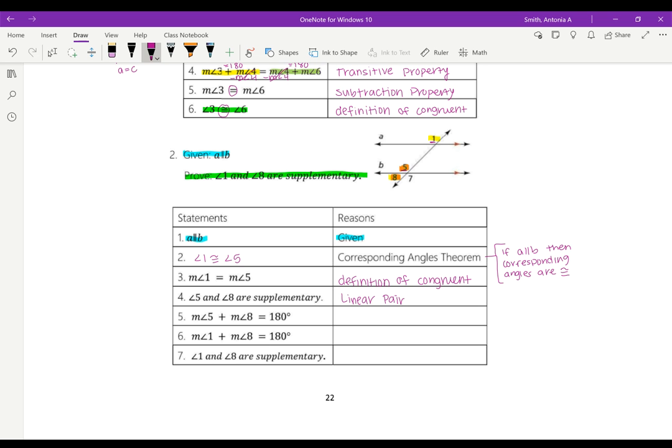Okay, which takes us to number 5. It says measure of angle 5 plus the measure of angle 8 equals 180. Well, what do we know about angle 5 and 8? They are supplementary. Doesn't supplementary mean that they equal 180? If they mean the same thing, remember we're using a definition. Because supplementary means they add up to 180, our reason here is the definition of supplementary.